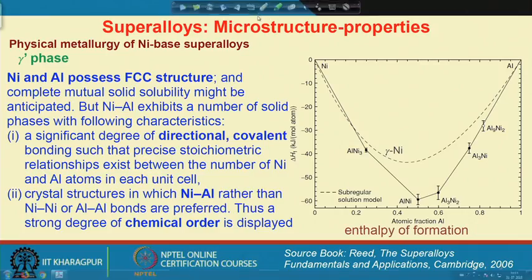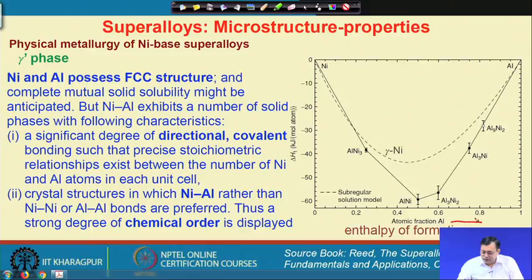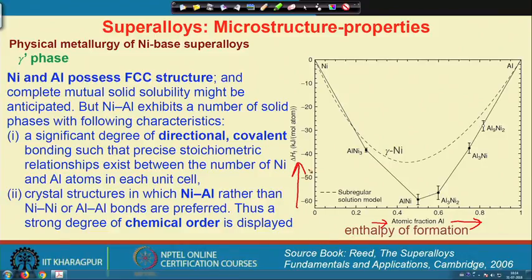So, let us have a look at the diagram here, which is represented with the x axis as the atomic fraction of aluminum, and here is the enthalpy of formation of various phases. The dotted line represents the gamma nickel solid solution phase, okay. And the solid lines join different stoichiometric compounds that form in the nickel aluminum system. The first one is of our interest, that is the gamma prime phase, Ni3Al. Now, there is a binary composition, aluminum nickel and so on.